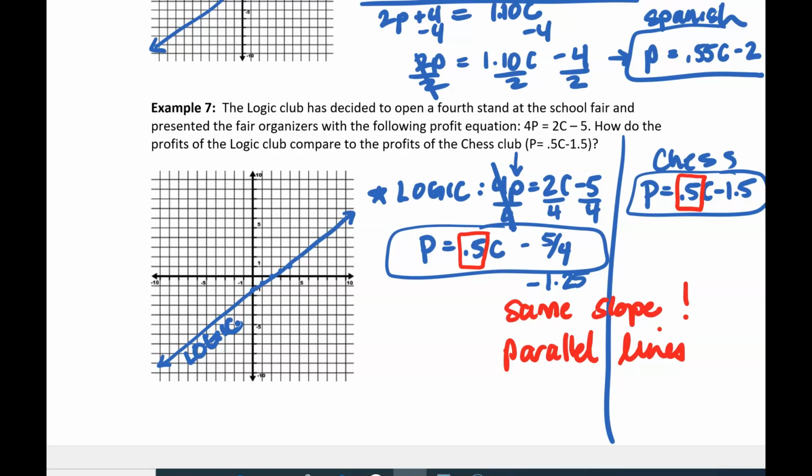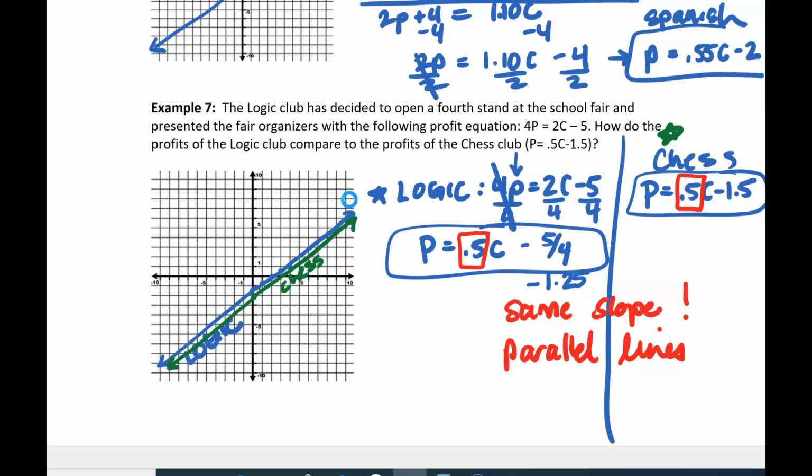And then I've got chess. I'll do chess in green, if my green pen works here. So chess is going to be green. And then I've got a y-intercept of negative 1.5, so it's slightly less, and it's the same slope. So it means it's going to just go right next to this one, and this is going to be chess. So you can see they never cross.